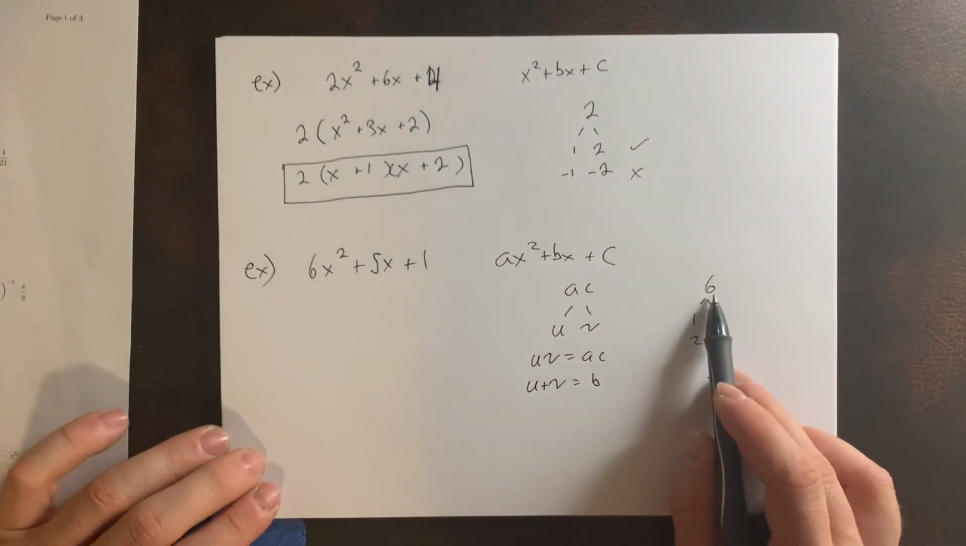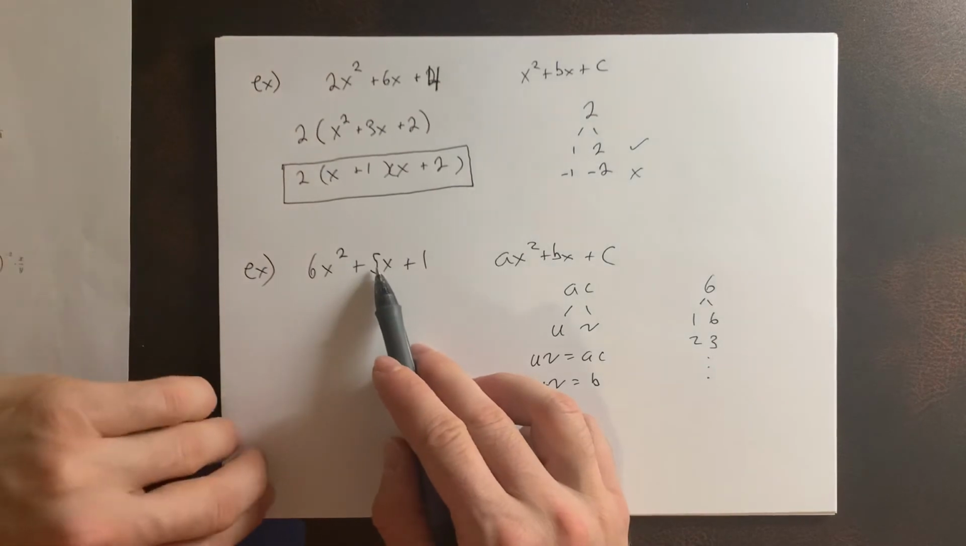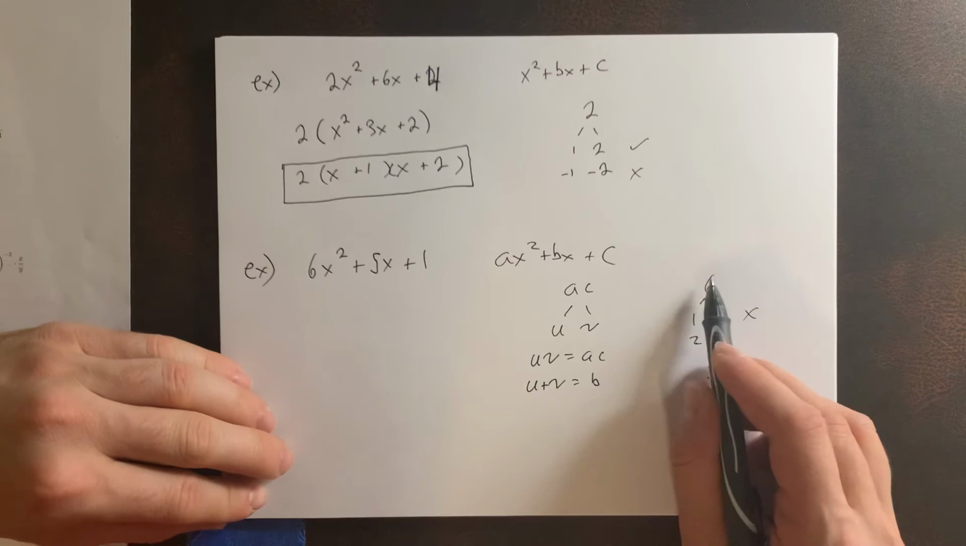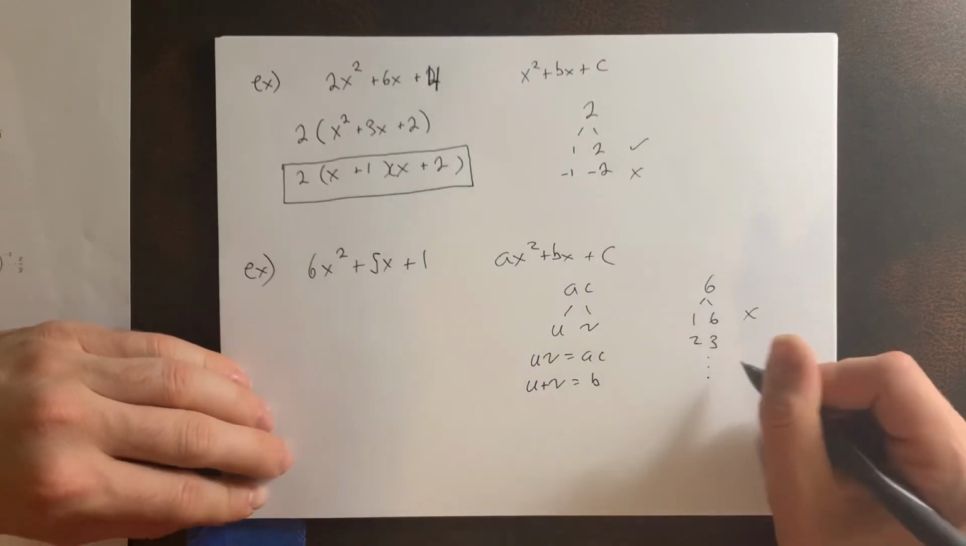So 1 times 6, that's 6, but 1 plus 6 is not 5. 1 plus 6 is 7. So this one doesn't work. But this one's going to work. 2 times 3, that's 6, and 2 plus 3 is 5.